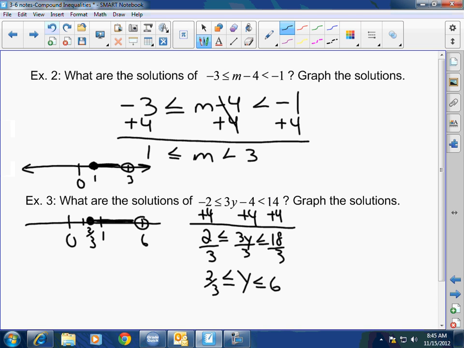Yeah. Y is greater than 2/3. Greater than or equal to 2/3, and less than 6. It's an "and" because it is in between two numbers. Does that make sense, boys?